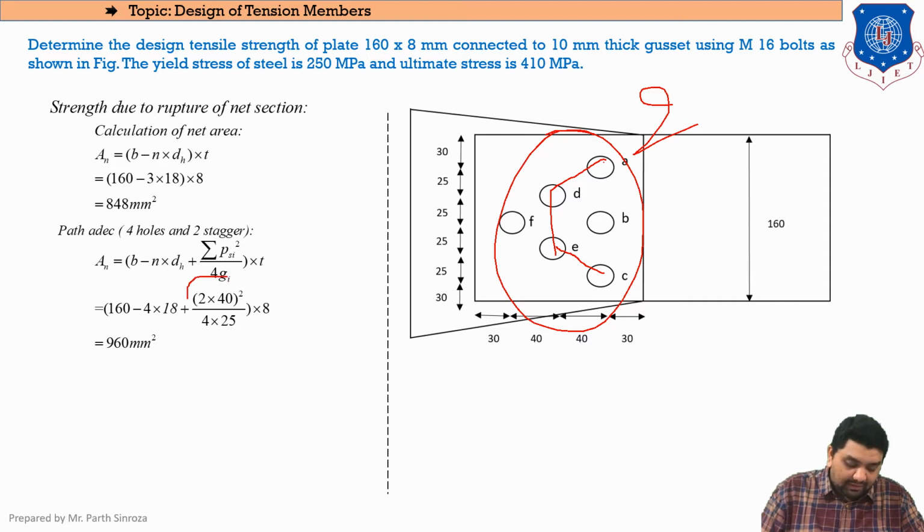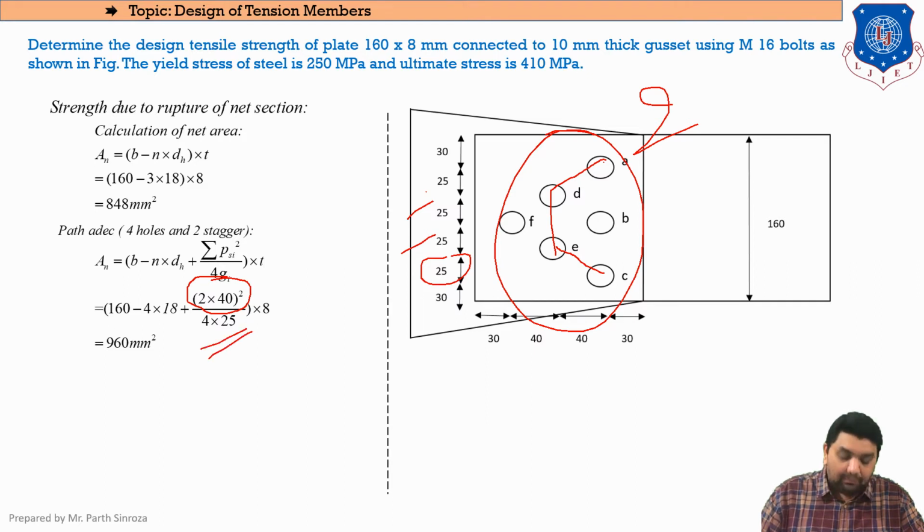So here we are dealing with number, that is sigma, equal to 2. Clear? Again repeating, staggering will be the horizontal movement that we deal with for the bolts. So the total staggering, that is the total pitch, comes out to be 2 into 40 square divided by 4G. G again is 25 for each and every hole. We won't be summing up, it is just the distance between 2 consecutive bolts, and the distance between 2 consecutive bolts in each and every path is 25 mm.